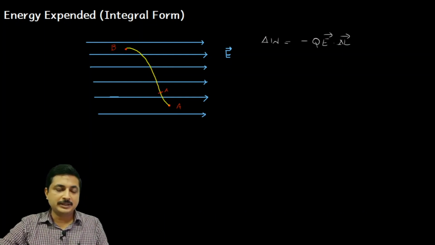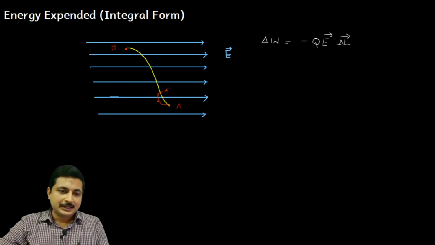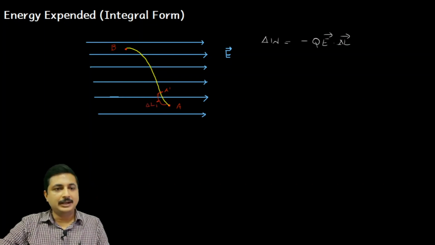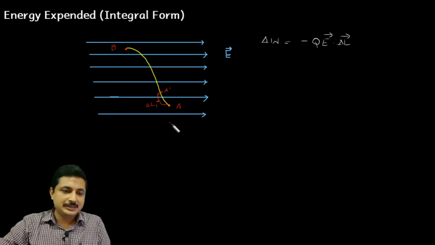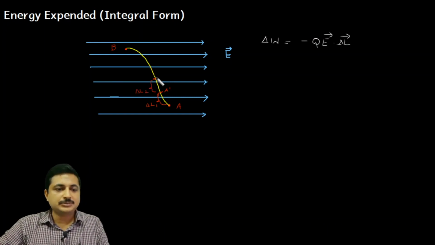I will initially move from A to A dash, in small steps. When we are pushing Q from A to B, we will not directly reach B. We will do it in small steps. So let me consider that I have moved it initially from A to A dash, and the path length is delta L1, a small differential path. Then from A dash, I will move again to maybe A double dash, another point. I can mark another point here, and this is differential length delta L2. This way, taking small steps, I reach B.